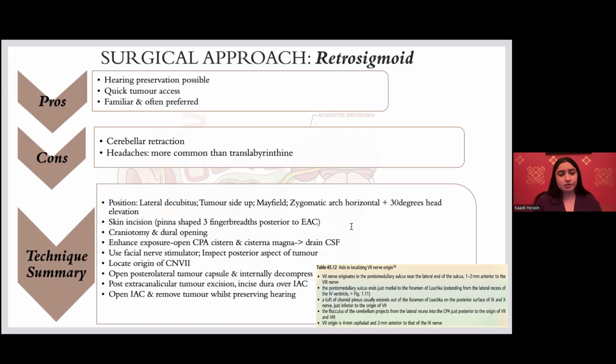Again, the procedure is shown for this approach here, and table 45.12 on the right shows aids to locate the seventh cranial nerve origin, which is particularly important within this approach.